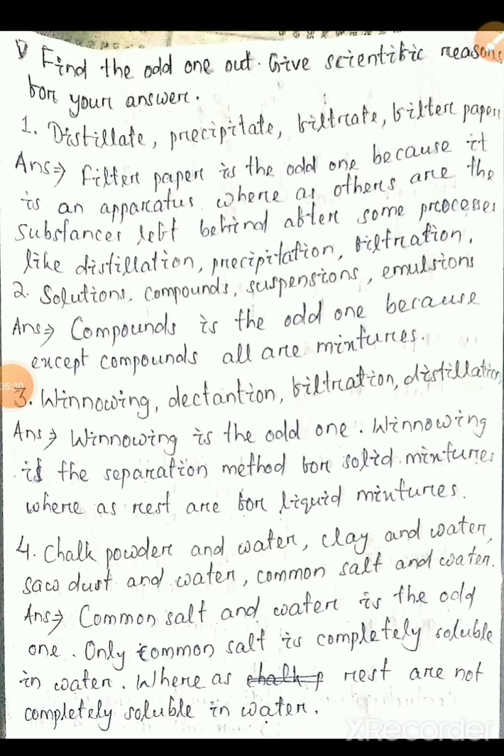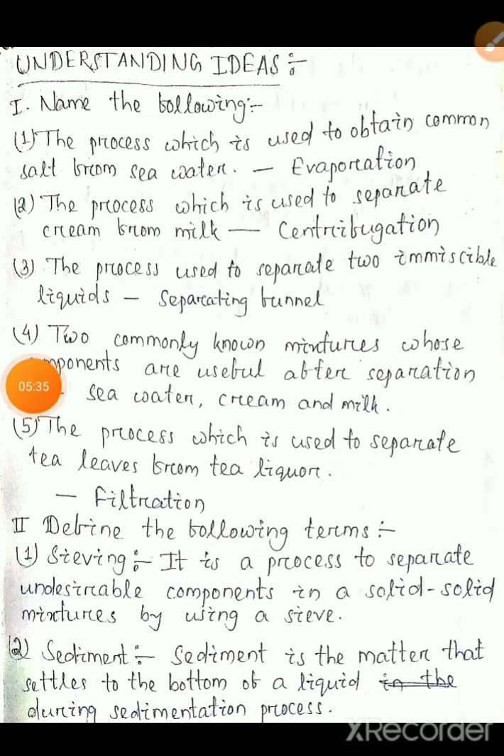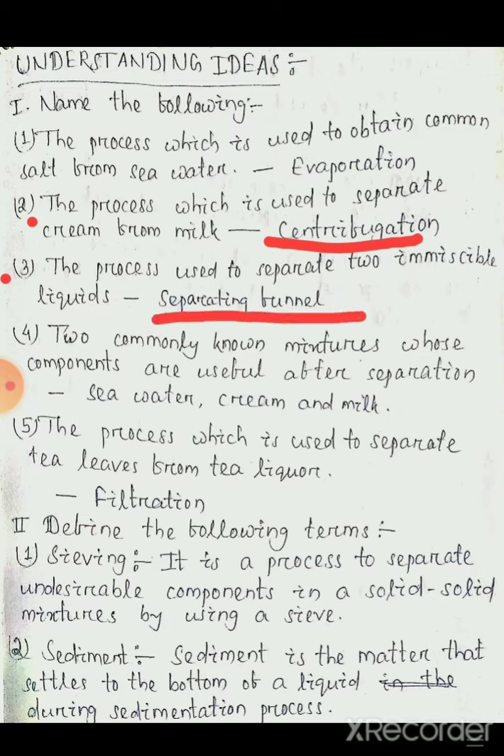Next one, understanding ideas. From understanding ideas, the first part is name the following. Some sentences are given, and we have to write the name related to each. First one, the process which is used to obtain common salt from seawater, that is evaporation. So you write evaporation. Next sentence: the process which is used to separate cream from milk, that is centrifugation. Third one, the process used to separate two immiscible liquids, that is the separating funnel, we know.